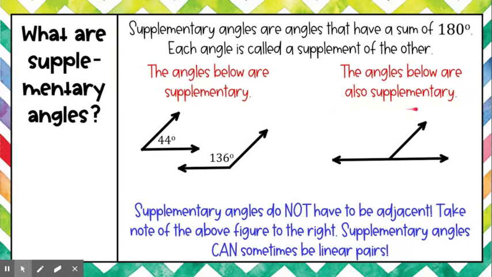You can tell that these two angles right here are supplementary because if you add this angle together and this angle together, it's going to give us our straight line right here. Supplementary angles do not have to be adjacent. And supplementary angles can sometimes be linear pairs, just like this. It created a linear pair.